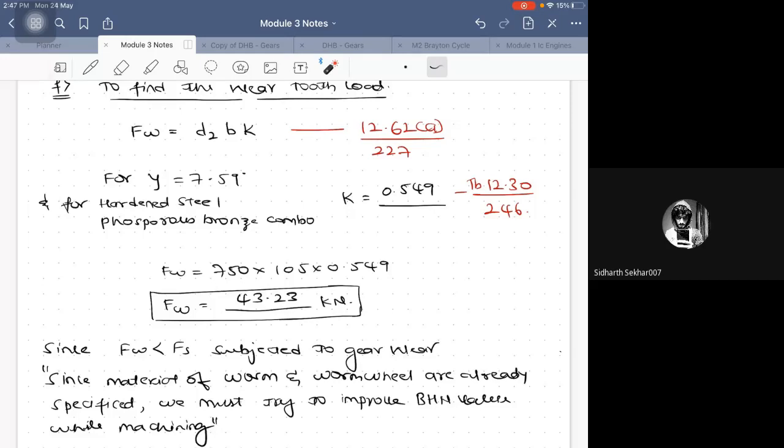There is no BHN value also for the worm gear. In case of a spur and helical gear, we used to increase the BHN. BHN was specified in the columns, no? For the driver, pinion, gear, the BHN value was specified. We used to calculate the new, upgraded BHN value, and we used to write. Since nothing is given in that particular table, you can just write this sentence and leave the problem there. Okay? Understood?